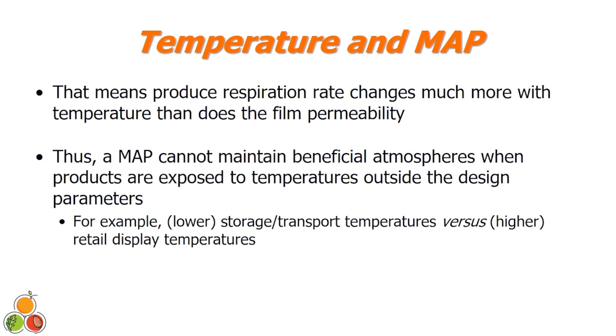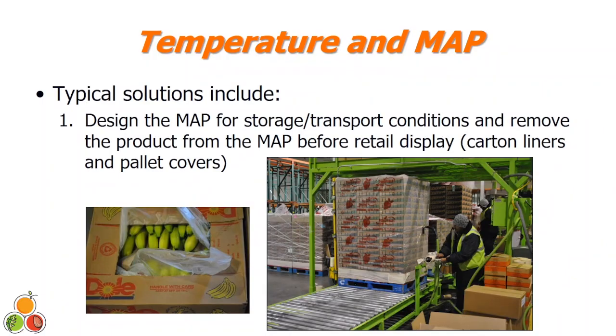So the MAP can't maintain the beneficial atmosphere when the products are exposed to higher temperatures than what the MAP was designed for. So for example, you typically have lower storage and transport temperatures than the temperatures at the retail level. So when product in MAP is put out on display in a store, it's going to be exposed to higher temperatures. And what's going to happen? The respiration rate is going to go up and outstrip the ability of the package to allow the gas exchange. You'll start getting too low oxygen, too high CO2. And so that causes problems.